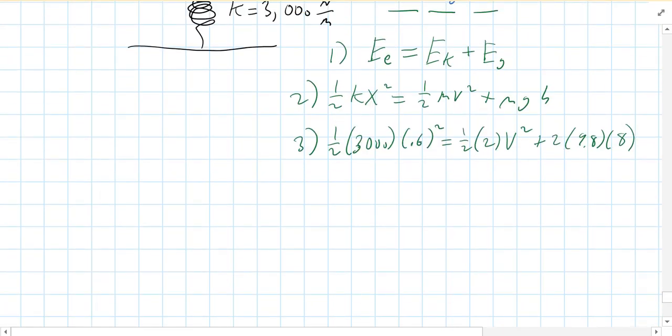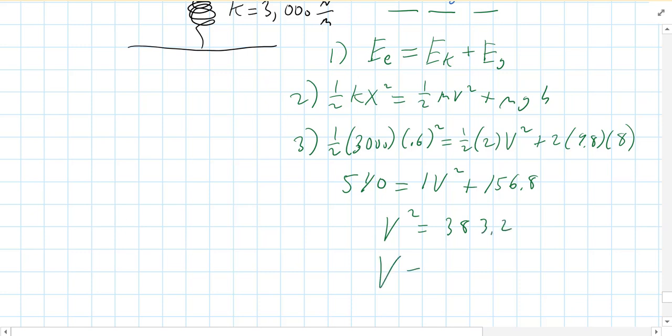And now we're going to do math. Let's see here. If we do 0.5 times 3,000 times 0.6 squared, I get a 540 here. This equals 1/2 times 2, which is just 1, times v squared, plus here I get 156.8. So if I subtract that from both sides, I get v squared is 383.2, and I get the velocity is 19.6 meters per second at that point.